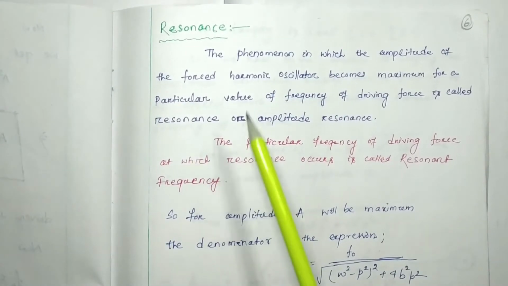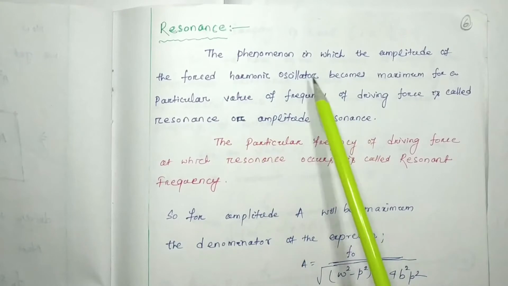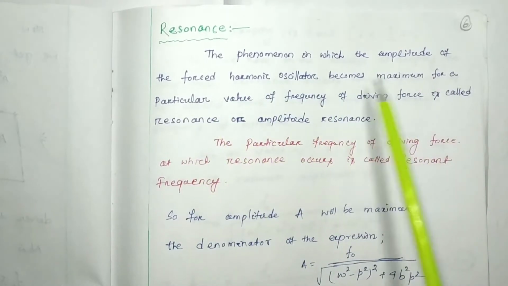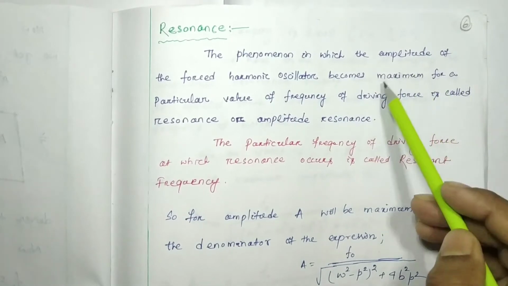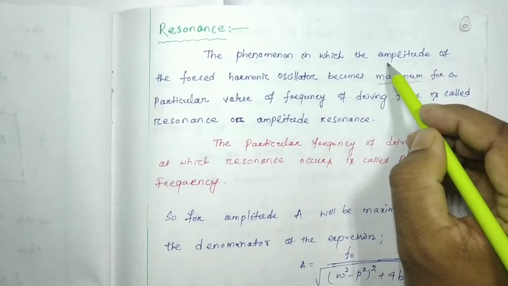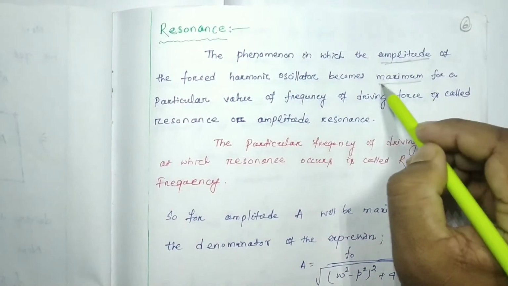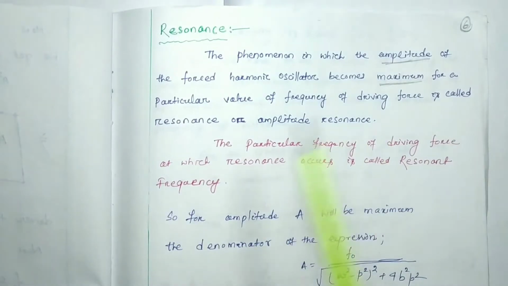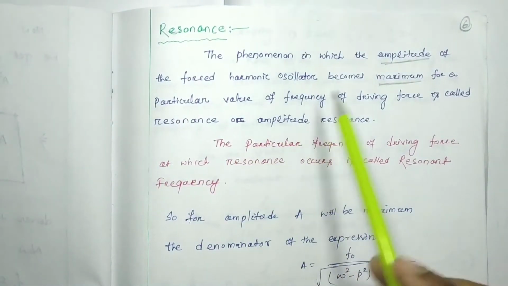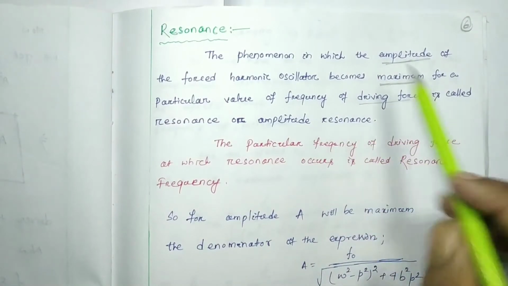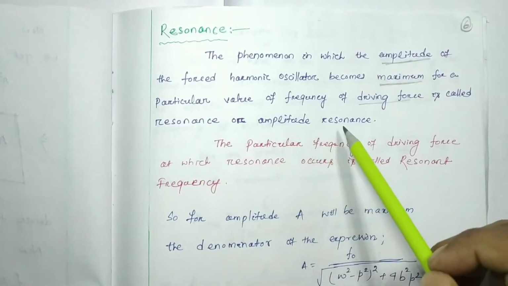The phenomenon in which the amplitude of the forced harmonic oscillator becomes maximum, this you have to remember for resonance, these two words: amplitude, maximum. The amplitude will be maximum for a particular value of the frequency of the driving force, and this is called resonance or amplitude resonance.